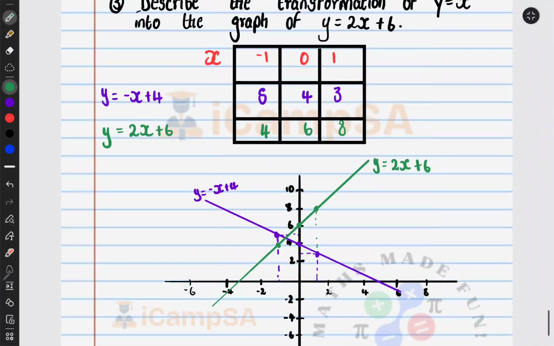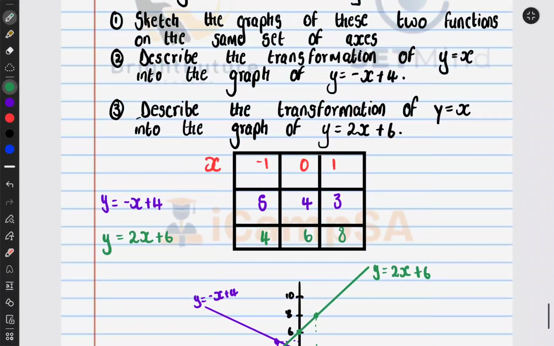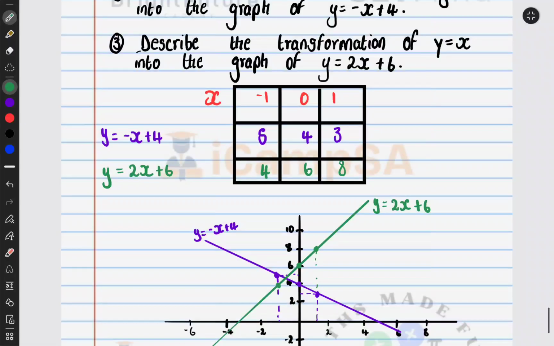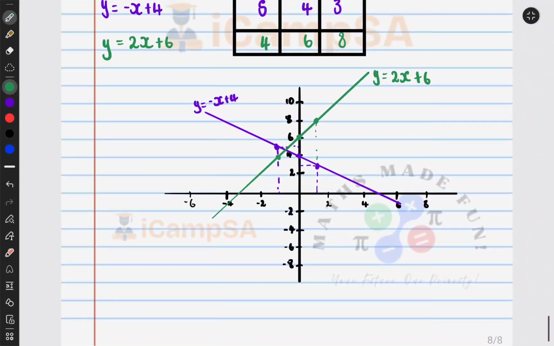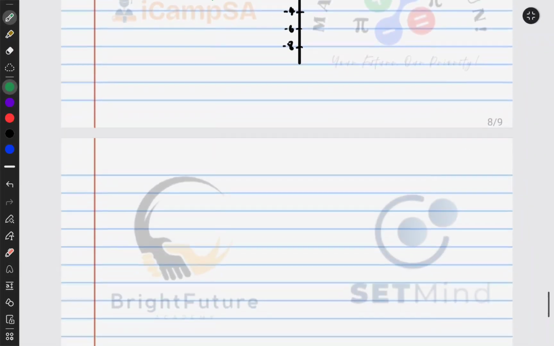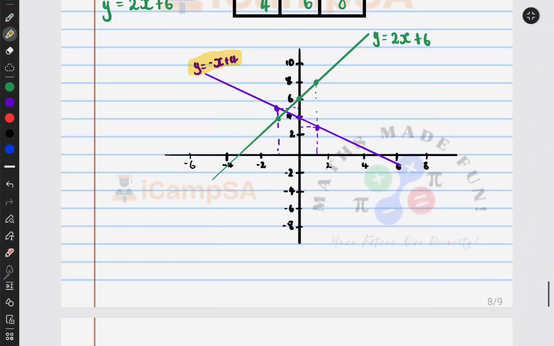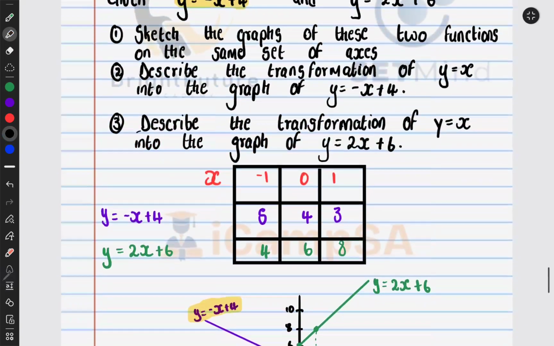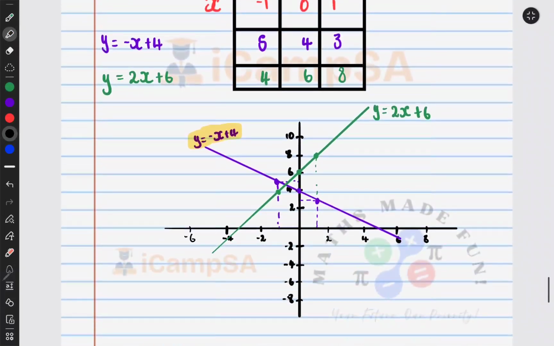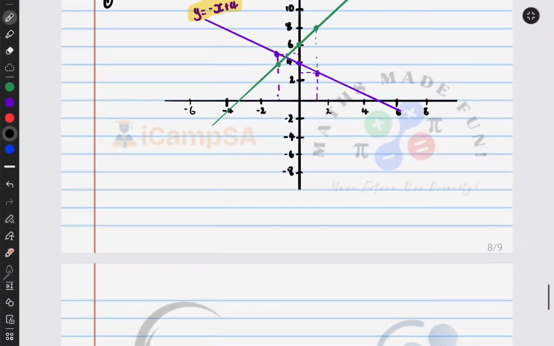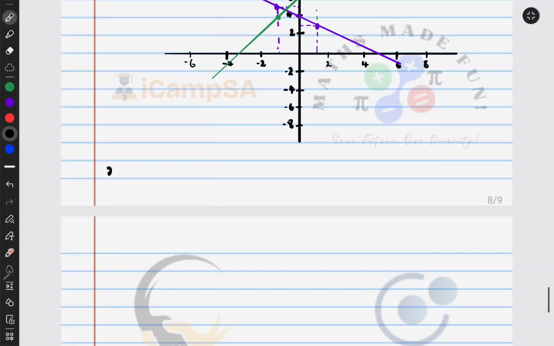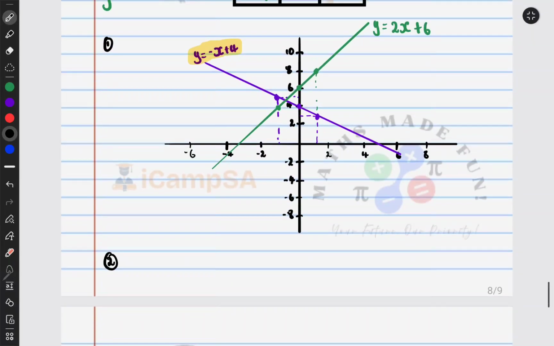So we have sketched the function, and then describe the transformation of y is equal to x into the graph of y is equal to negative x plus 4. So we have to describe the transformation that has been made on the mother function in order to obtain this function, this of y is equal to negative x plus 4. So this was number 1. So number 2, we just have to describe what happened in order to obtain that function.